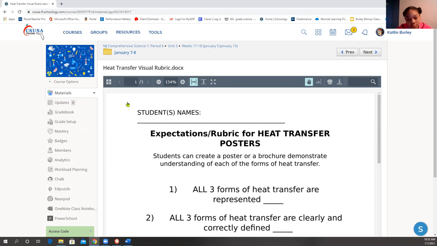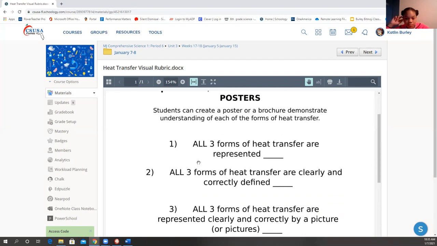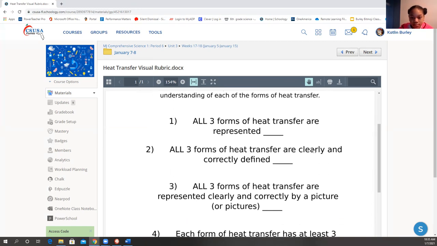Go ahead and take a look at the rubric. You get 1 point, or technically 2, because like I said, this is going to be out of 10, just for telling me or writing all three forms of heat transfer. Point. They're clearly and correctly defined.